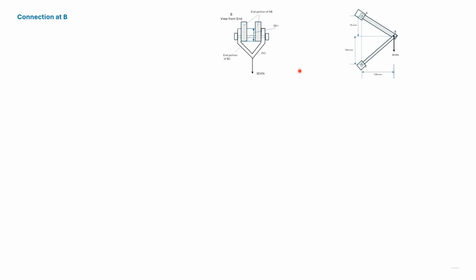Here we discuss the forces and stresses acting on the connection at B. So this is the diagram of the end B. These two shaded rectangles are due to AB. This rectangle in the middle is due to BC. And these two arms are of the bracket through which the load of 13 kilonewton is suspended.